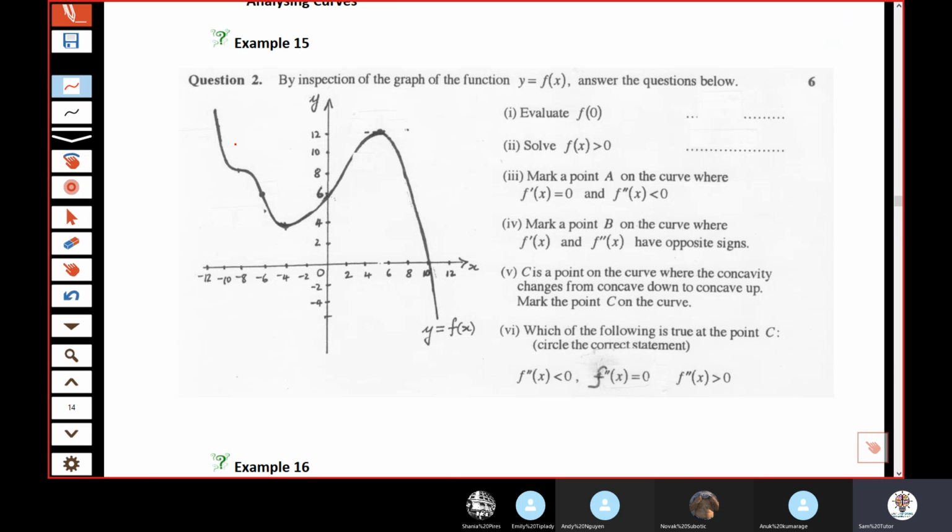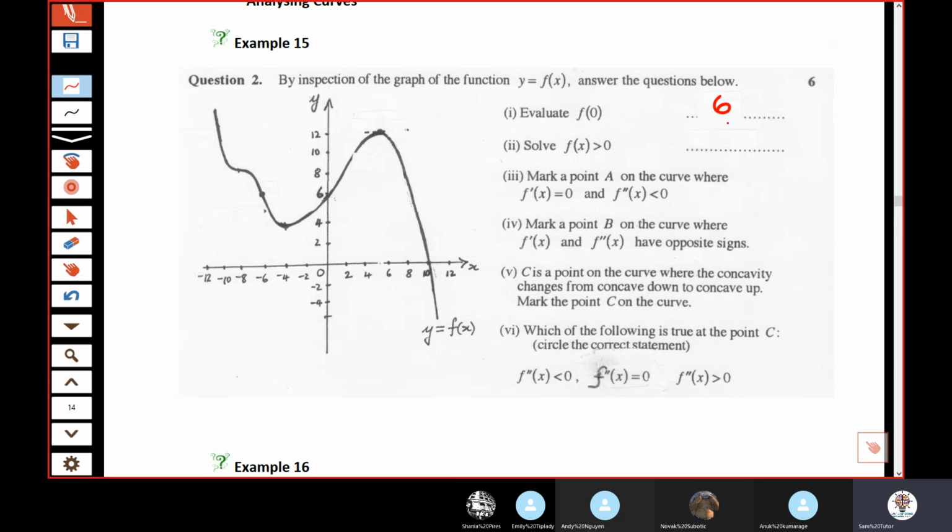By inspection of the graph of the function, answer the questions below. Okay, evaluate f of 0. What does f of 0 mean? X is 0. What does that mean? When does that occur? When x is 0? F of 0 is your y-intercept, which is 6.